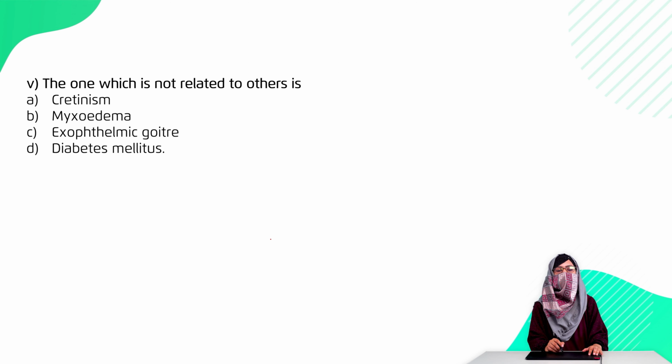Fifth, the one which is not related to the others is: A, cretinism; B, myxedema; C, exophthalmic goiter; D, diabetes mellitus. The right option is option D, diabetes mellitus.